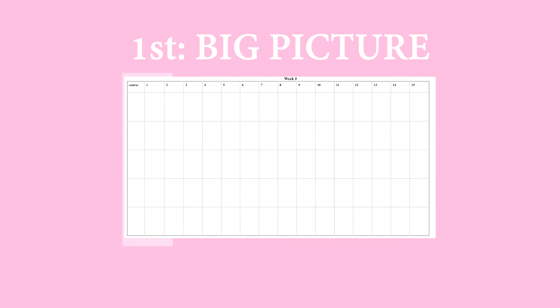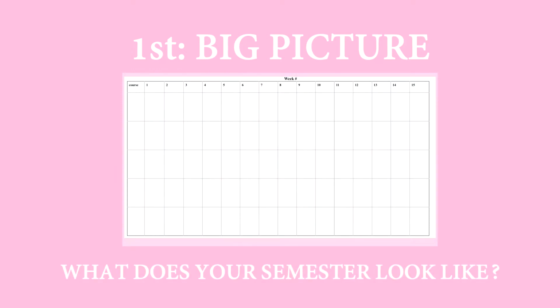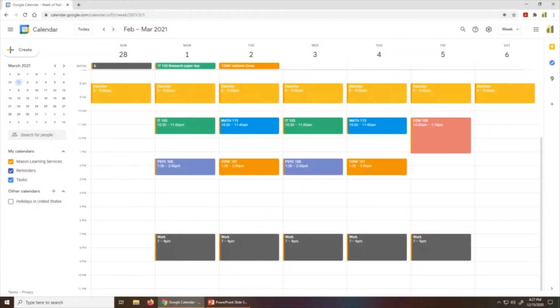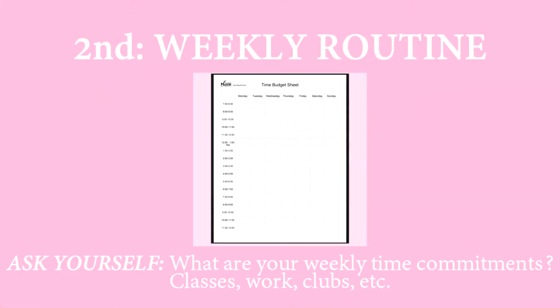I really think of time management at 3 levels for school. The first is your semester, which includes your assignment due dates and your exam due dates. And you can see that I have added these as all-day events in video number 1. The next level is your week. This is your weekly routine.